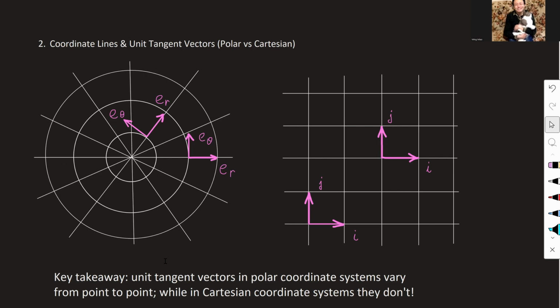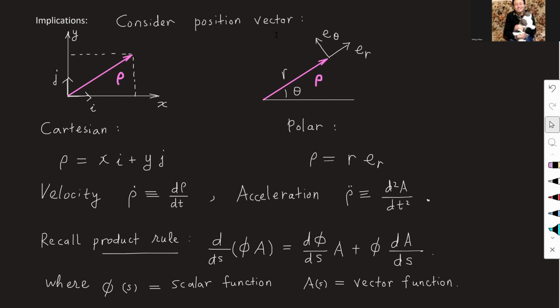The unit tangent vectors in the polar coordinate system vary from point to point. In Cartesian coordinates, things are a lot simpler. i and j do not vary from point to point. And this is going to have major implications when it comes to discussing the velocity and acceleration in each of these coordinates. Let's consider the position vector.